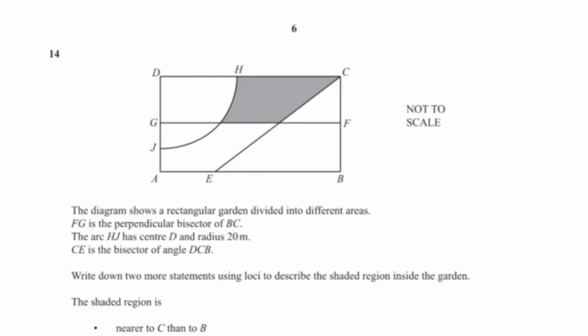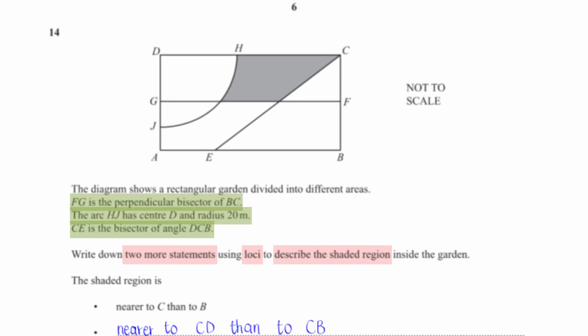The diagram shows a rectangular garden divided into different areas. FG is the perpendicular bisector of BC. The arc HJ has center D and radius 20 meters. CE is the bisector of angle DCB. Write down two more statements using loci to describe the shaded region inside the garden.